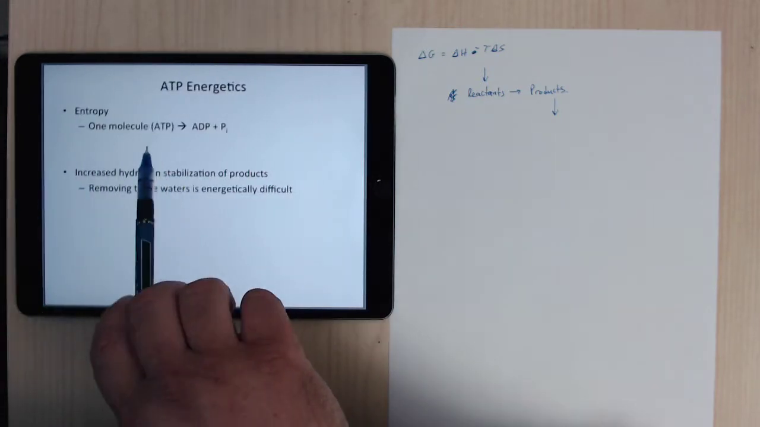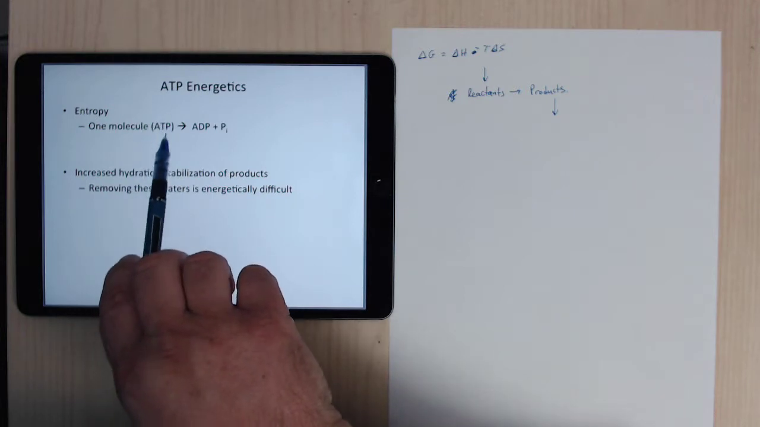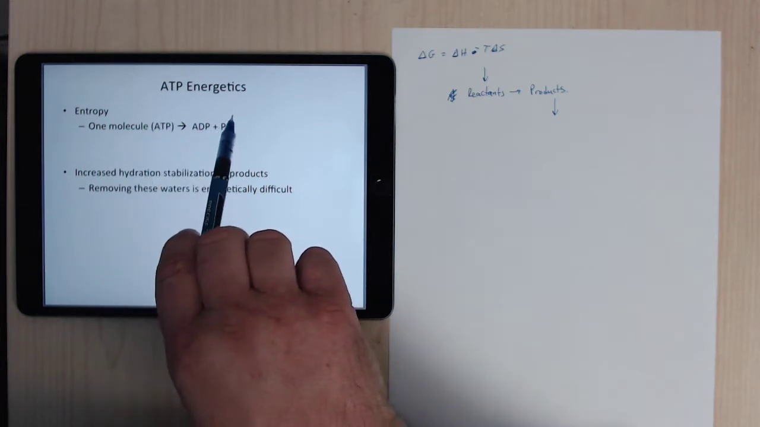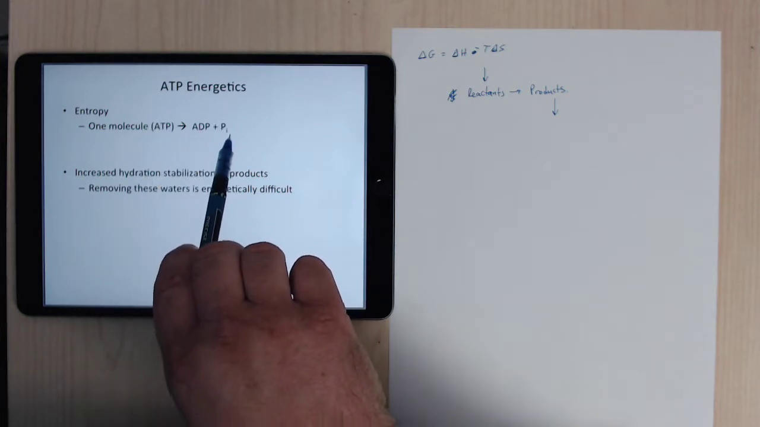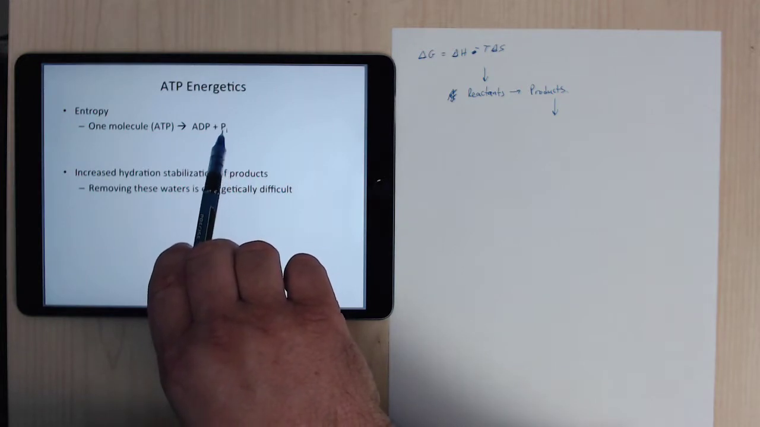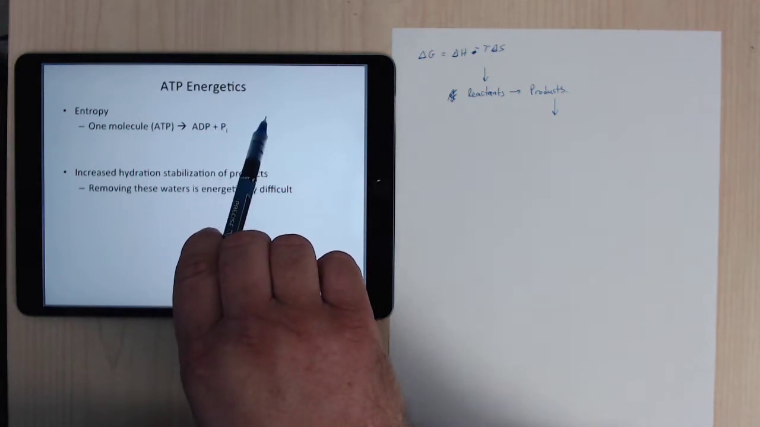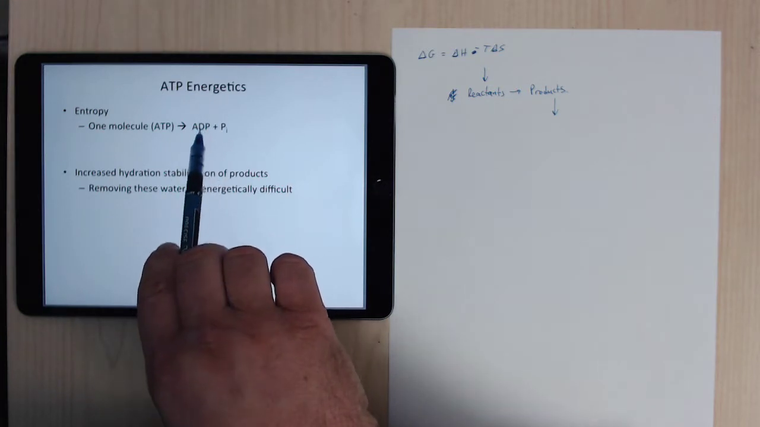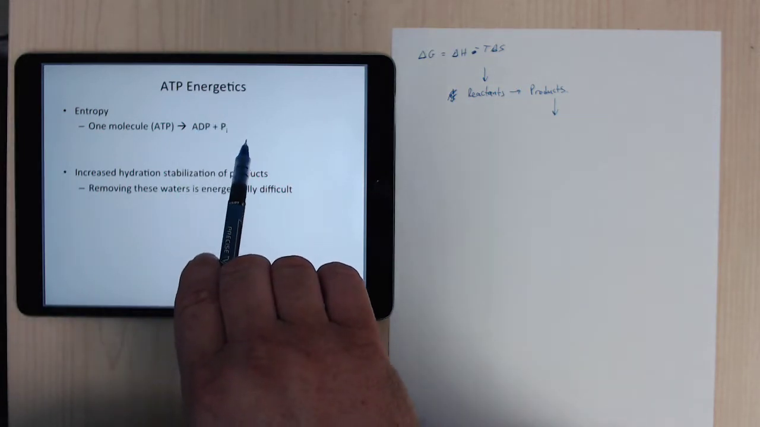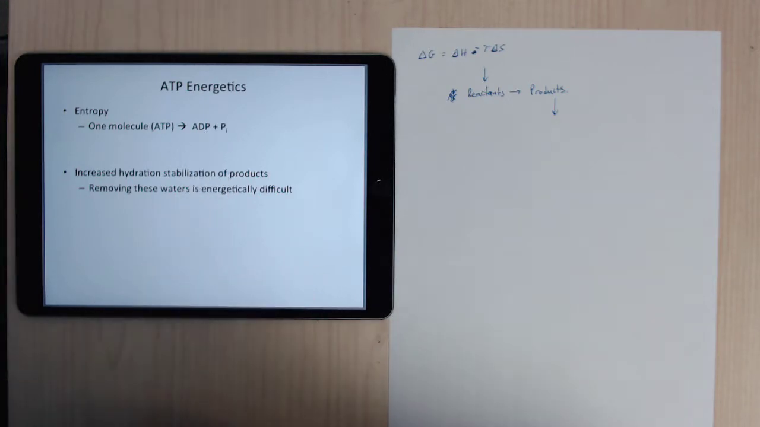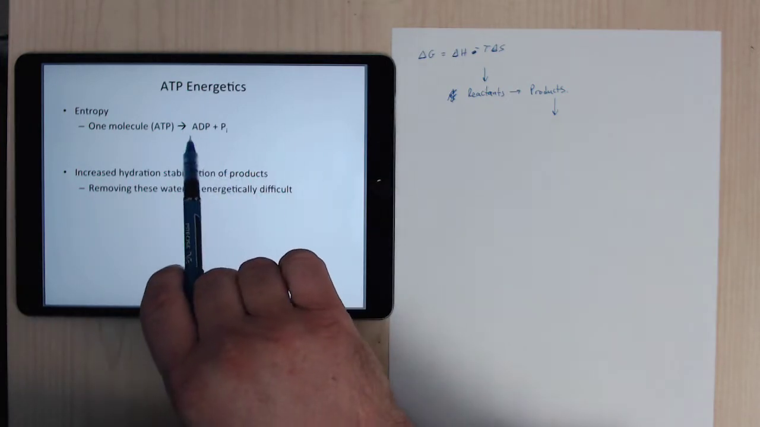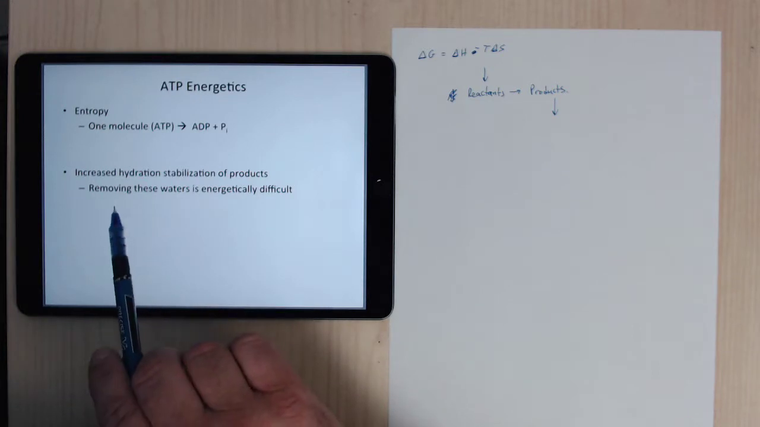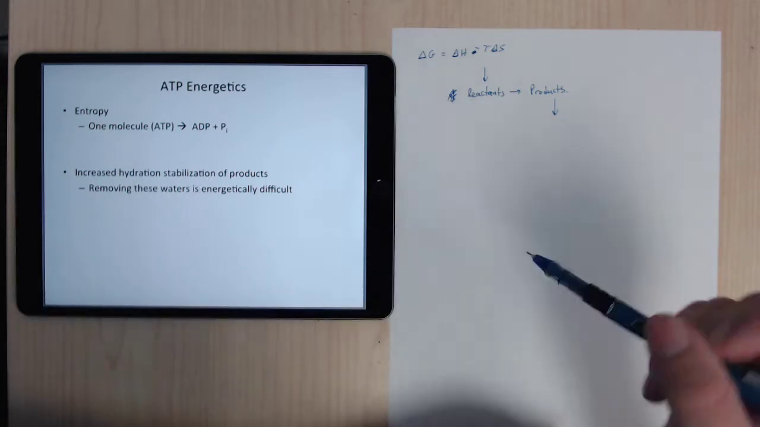You have entropy driving this, too. You're going from 1 molecule to 2, and even then you can further hydrolyze this inorganic phosphate into an individual phosphate molecule. Oh, well, actually, I'm sorry, this is inorganic. If you can also lop this one off to make another phosphate, you can get a third molecule out. Also, there is some stabilization.